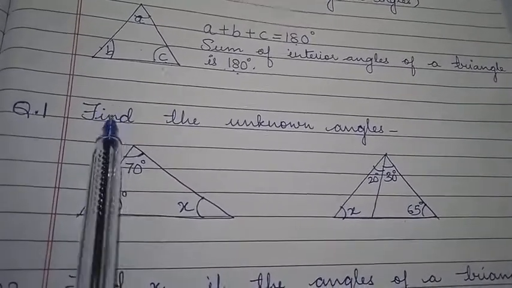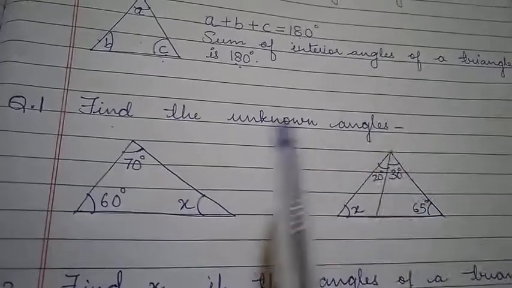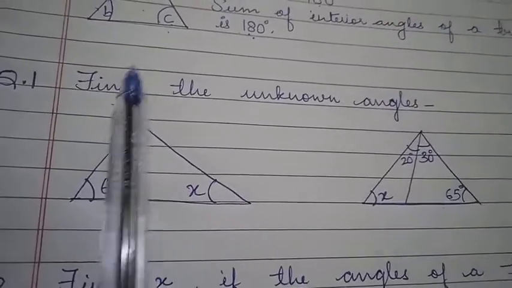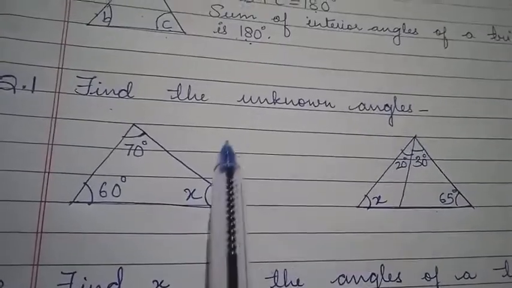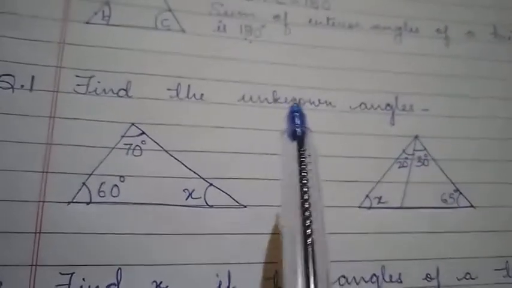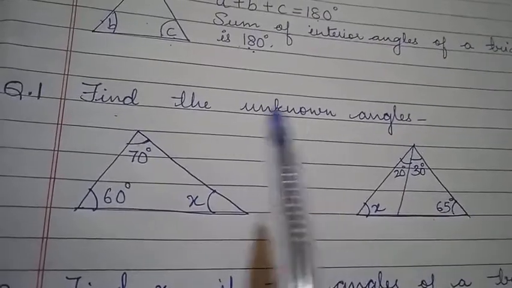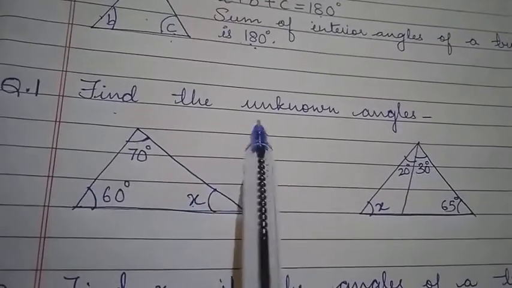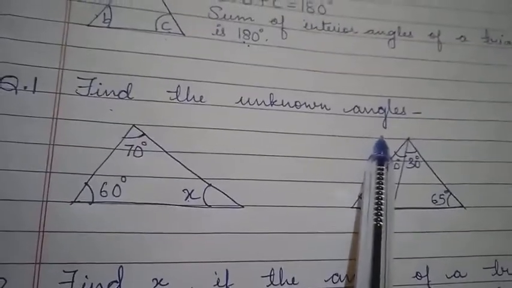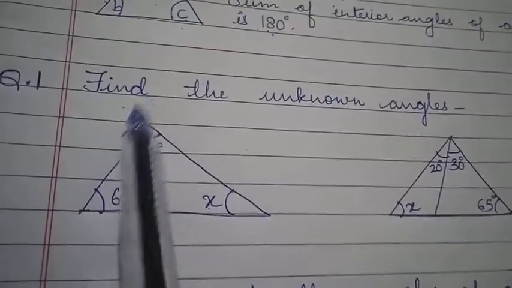Question number 1, find the unknown angles. So here you can see, find the unknown angles means X, Y, Z, A, B, C, P, Q, R. If these types of alphabets are written, we say they are unknown angles. Means we don't know their value.